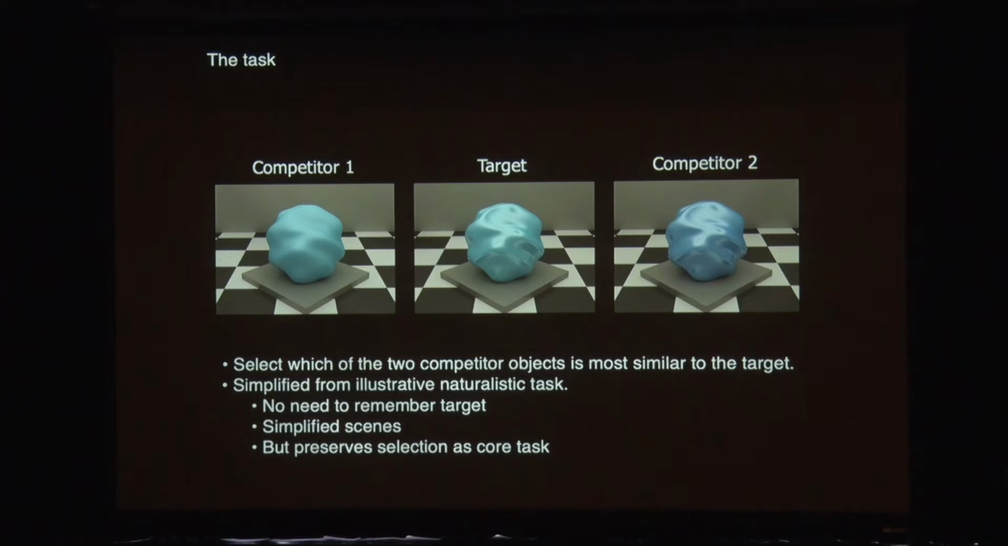And the subject's task was a very simple one, but it was a selection task, which is to select which of the two competitors was most similar to the target. And so it's simplified from my illustrative natural task or naturalistic task. First of all, there was no need to remember the target. We showed it to them at every trial. We're using very simplified scenes, but it does preserve selection as the core thing that subjects are doing, and it's that aspect of it that I really want to focus on and how we make inferences from that.